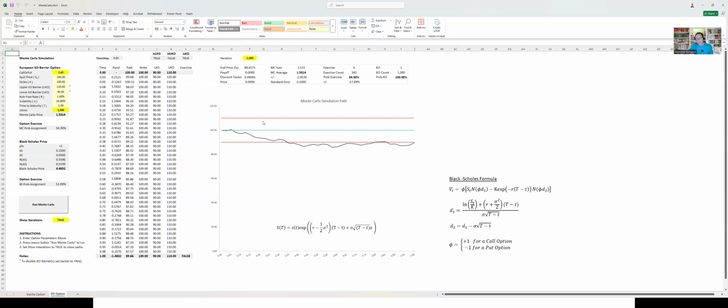But it doesn't matter what happens in between. It's not a one-touch option. When you touch the barrier, you don't get knocked out. You only get knocked out based on where the stock price is at maturity. So I just need to be between the reds and above the green.